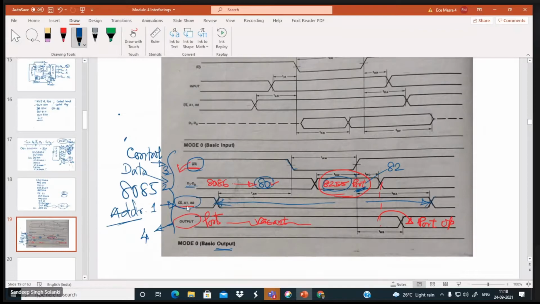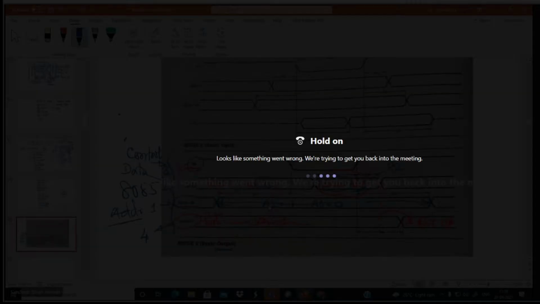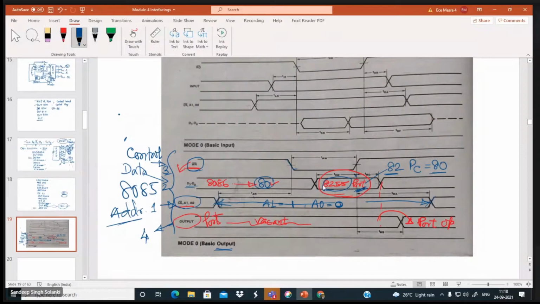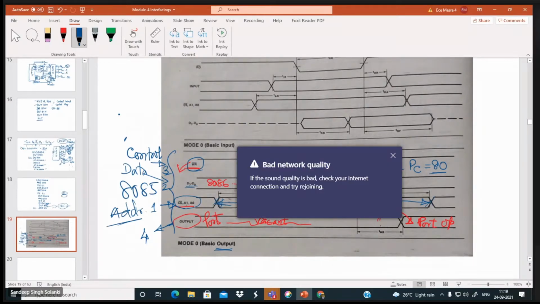It means that the lines A1 and A0 will be carrying what? 0 and 1. So with that value, during this time, and once this writing of the data 80 is over, then you can assume that your process is over.